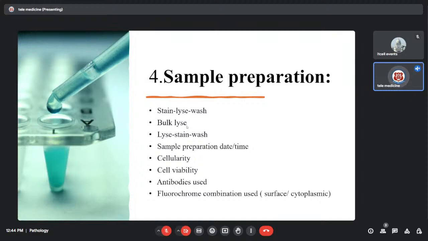Details about cell preparation. What was the methodology used for preparation of the sample? Okay. Sterilized wall, which is the most common one. और bulk lyse और lyse stain wash, ठीक है. Sample preparation date and time, cellularity, cell viability, because अगर stored sample है और that sample has reached to you late, पहुंचा है 2-3 दिन के बाद, you need to do a viability assay and you have to mention that in your report. Okay. Antibodies used, obviously, the panel used, the fluorochrome used, and whether they are surface or cytoplasm.